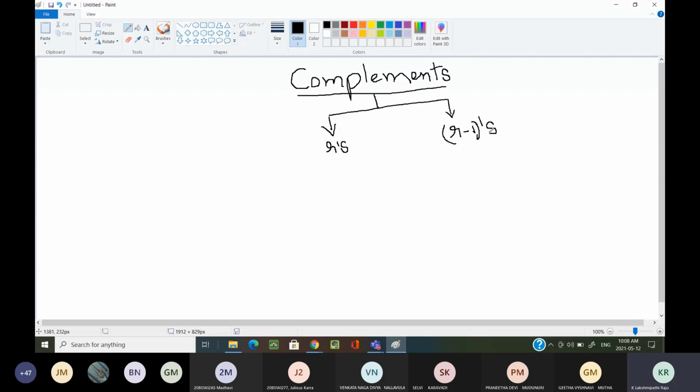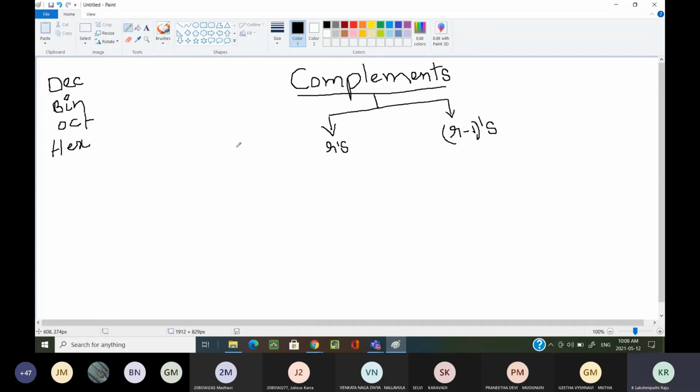Now, we have four basic number systems that we have learned previously. Those four number systems are the decimal number system, binary number system, octal number system, and hexadecimal number system.